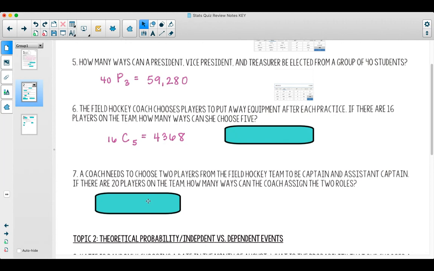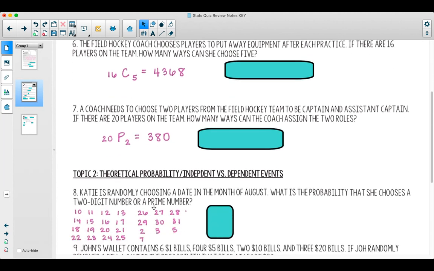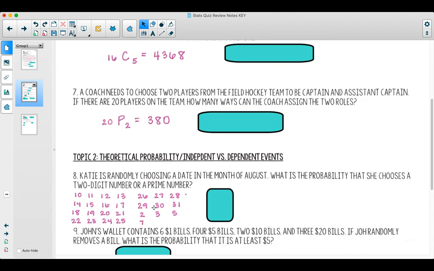So here's going to be a permutation. So 20 permutation 2 in our calculator, we should get 380. I know before when we did this lesson in class, we did the formula out with the factorials, those exclamation points. We're just going to do it in our calculator from now. So topic number 2, the theoretical probability and our independent versus dependent events.